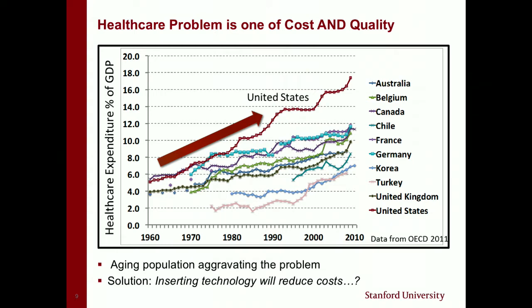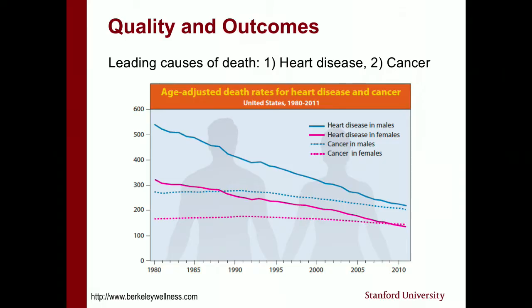And from a naive, high-level point of view, you can assume that whenever there's a cost problem, if you apply technology, the cost should go down. So that's one takeaway point. But the more important aspect of it is quality and outcomes. Here, what I'm plotting is the two leading causes of death, heart disease and cancer. If you plot the mortality rate from these two from the 1980s to 2010, this is the technology era for medical imaging.